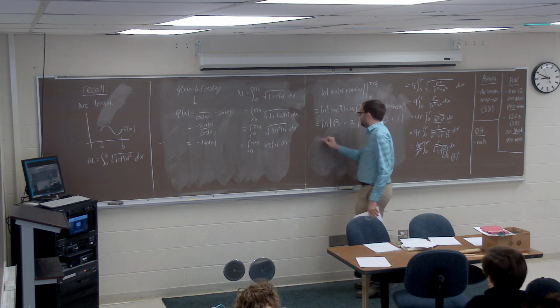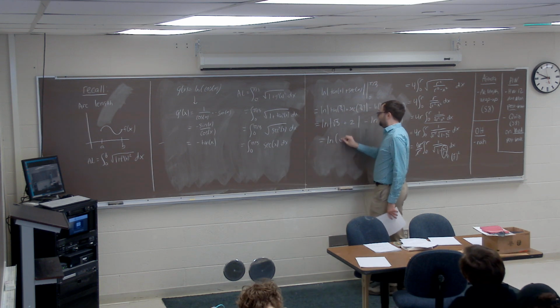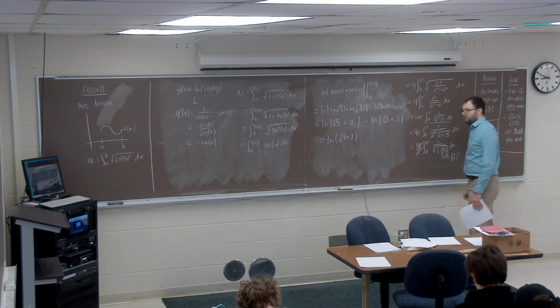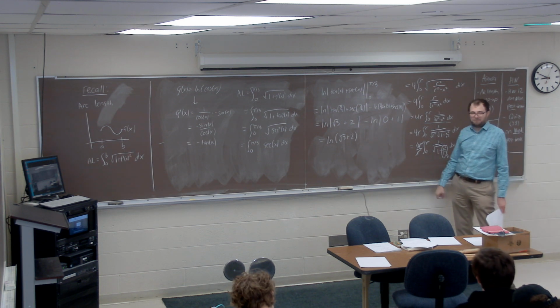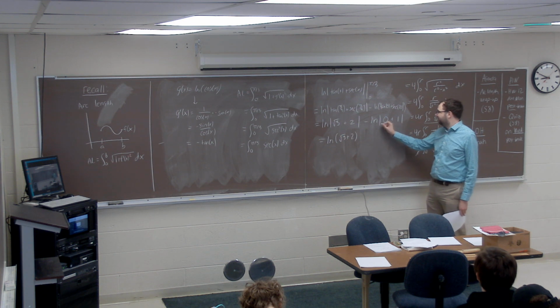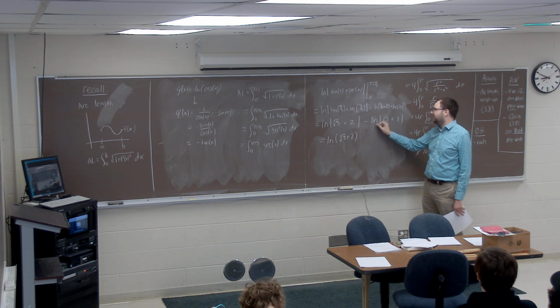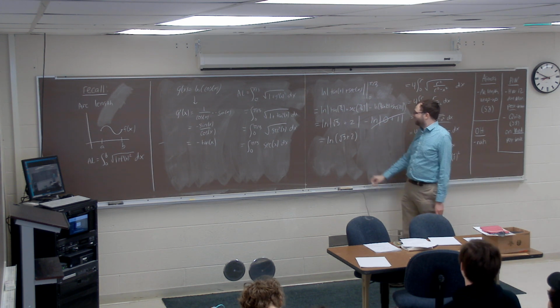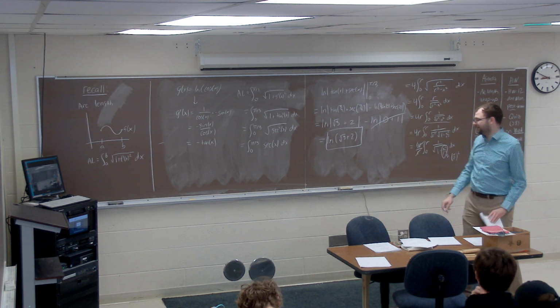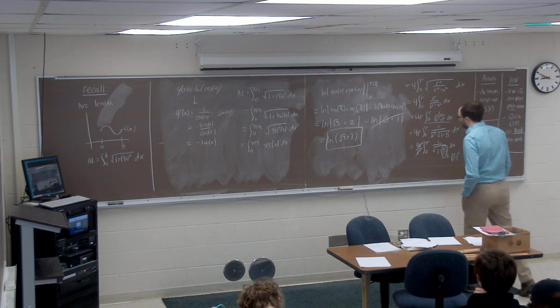Alright, so we end up with natural log of, well, this is positive, so I don't need the absolute value anymore. What's natural log of 1? 0. That's what I got for my answer to this one: natural log of root 3 plus 2.